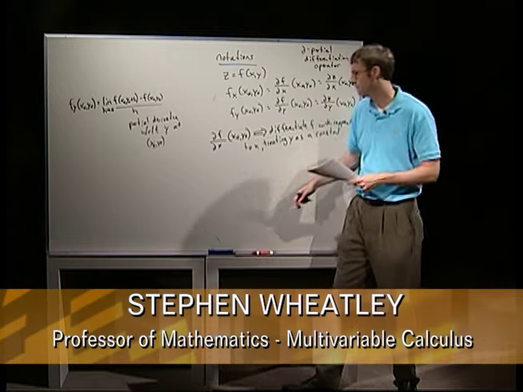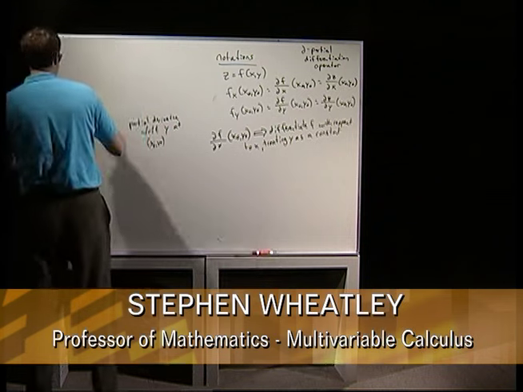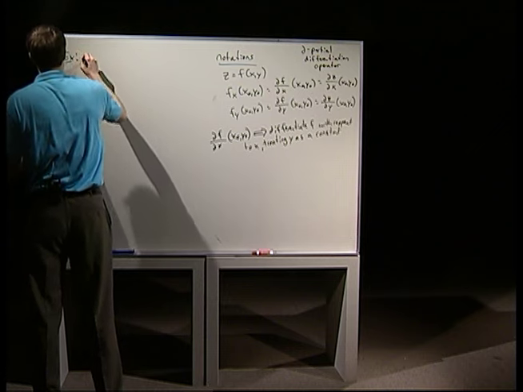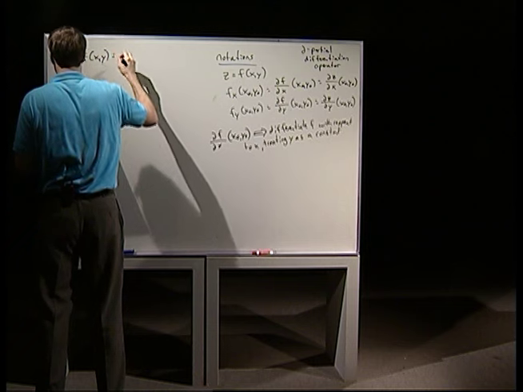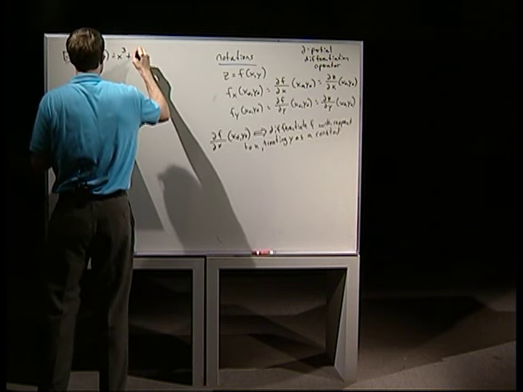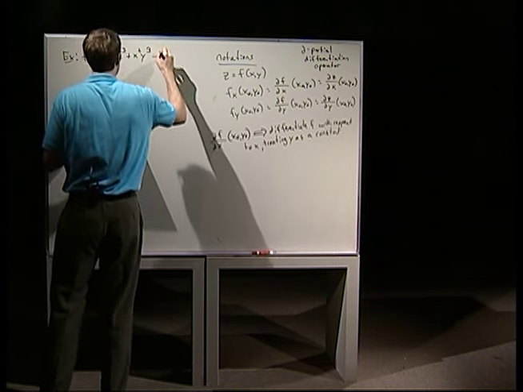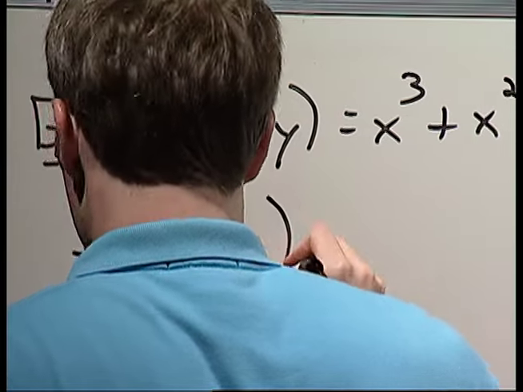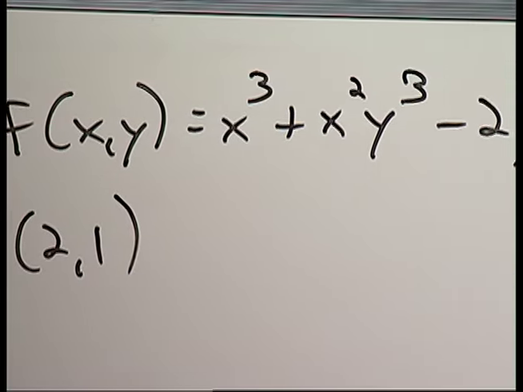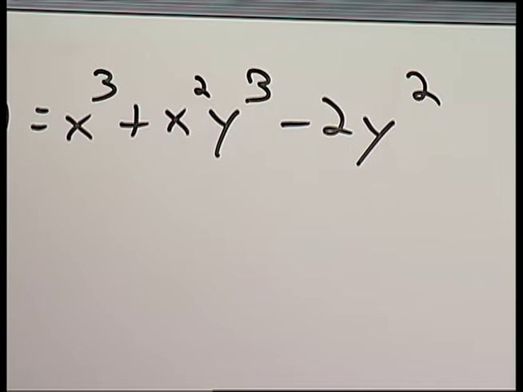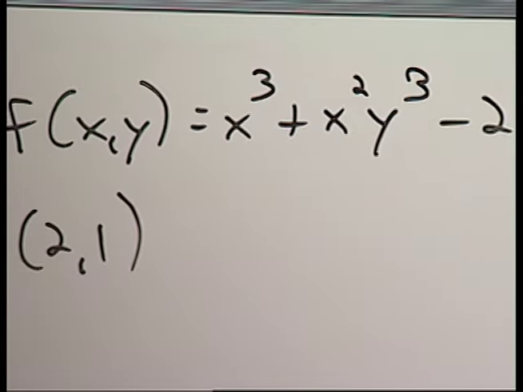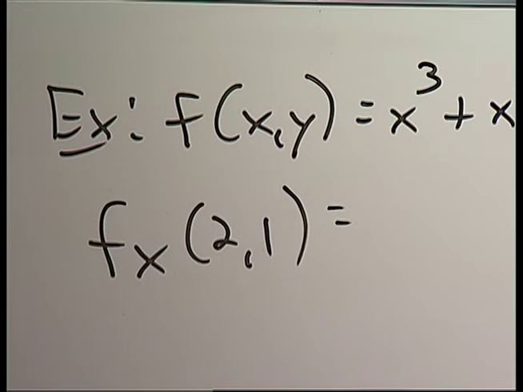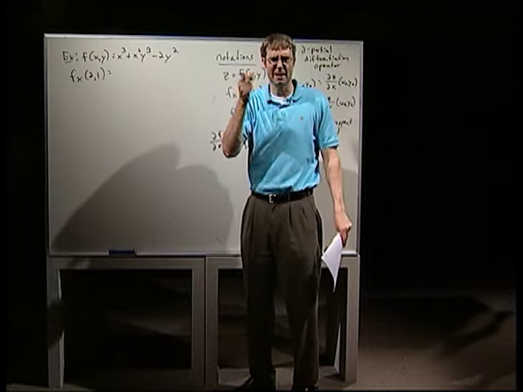Let's try an example here. I think this is probably easier than you might think it even is. So let's try this function. How about x cubed plus x squared y cubed minus 2y squared? And I'd like to find f sub x of 2, 1. In other words, the partial with respect to x at the point 2, 1. How do I differentiate here? Well, I have to differentiate this function with respect to x, treating y like a constant.